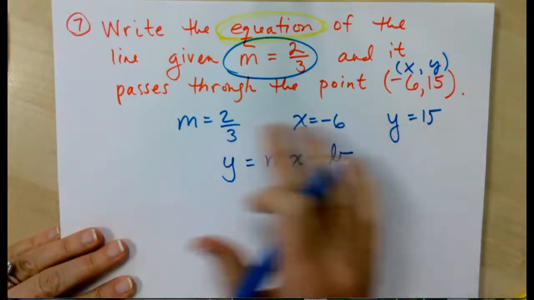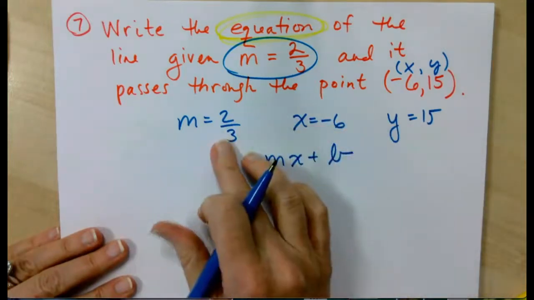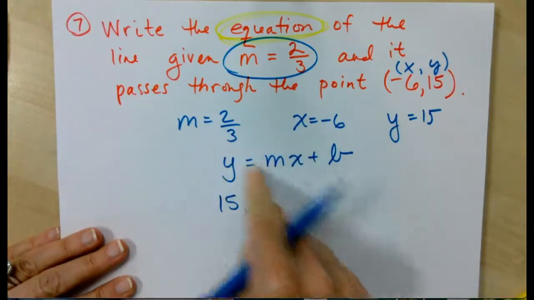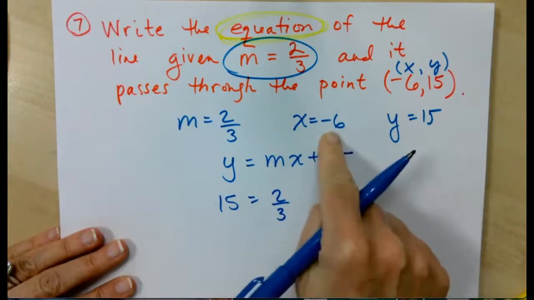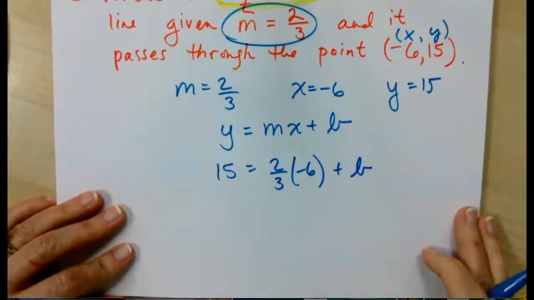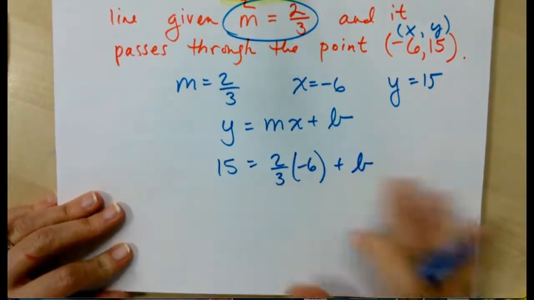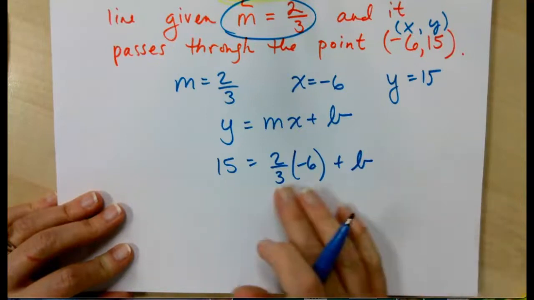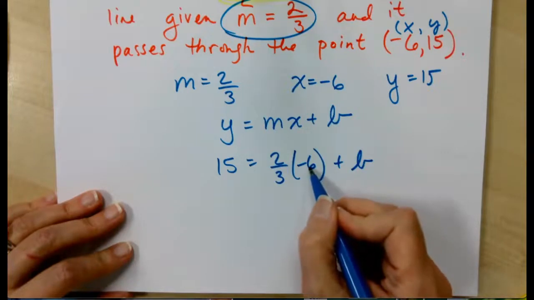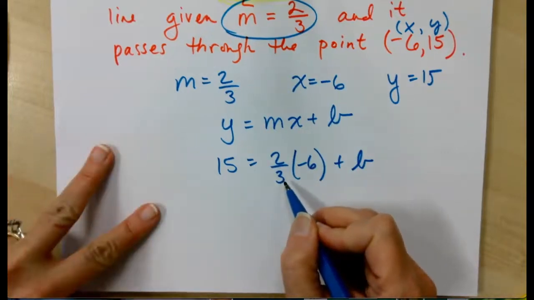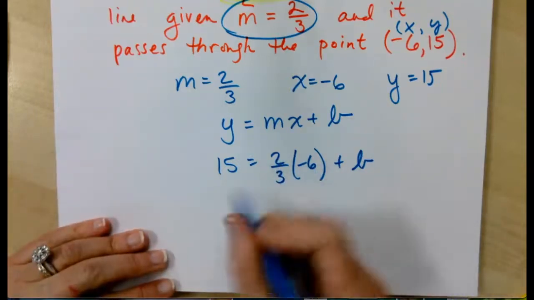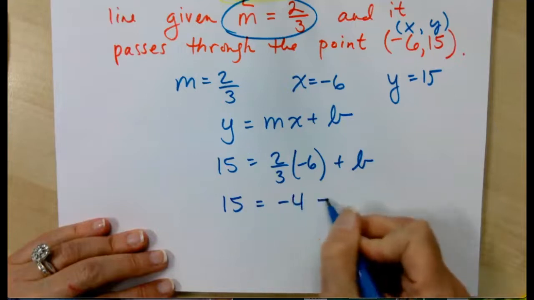So let's plug in, using the substitution property, these three values. Y is 15, m is 2/3, x is negative 6, plus b. We know everything but b. Next, we're going to follow order of operations and simplify first. 2/3 of negative 6. Remember the shortcut we learned? Negative 6 divided by 3 is negative 2. Negative 2 times 2 is negative 4. So 2/3 of negative 6 is negative 4.